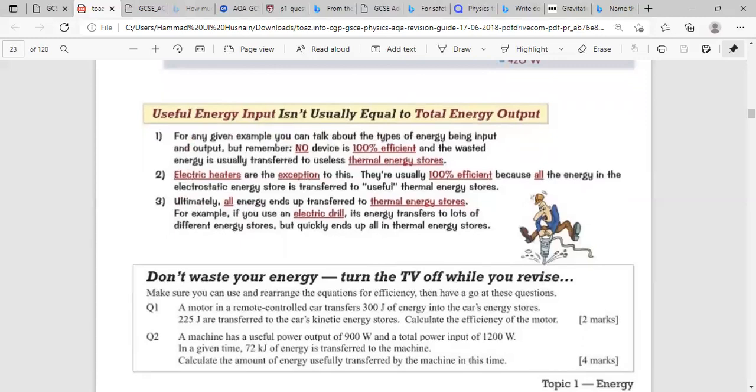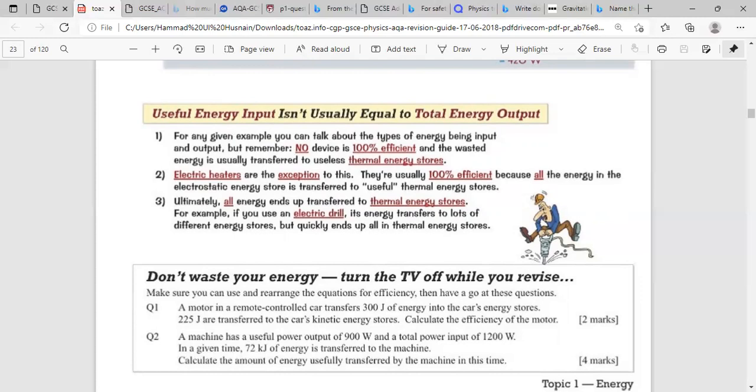Yeah. So basically, electric heaters are the exception to this. Why? Because what is the purpose of an electric heater? The purpose of the electric heater is to produce heat. So if it is producing heat, that heat is not useless for us. Rather, we were demanding that output, we wanted heat as our output.